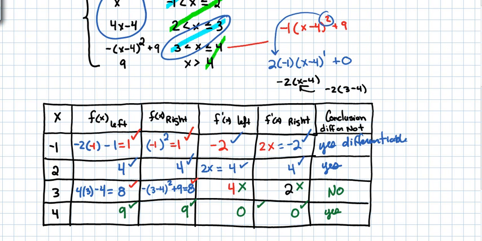One thing to keep in mind, the problem on your last summative test and your final exam, instead of f of x, we were dealing with velocity. So velocity from the left, velocity from the right, and acceleration from the left, acceleration from the right, because acceleration is the first derivative of velocity.